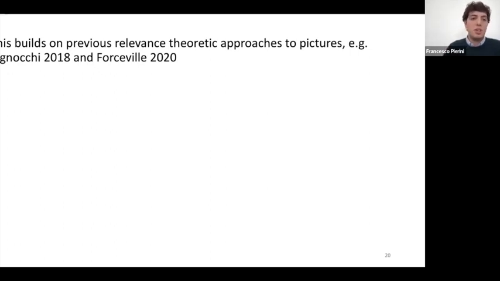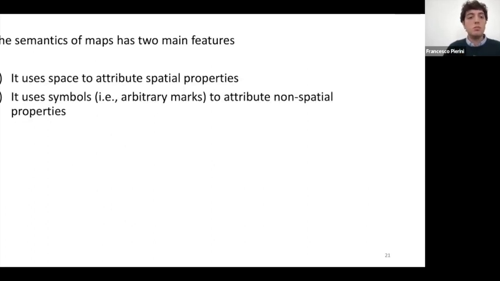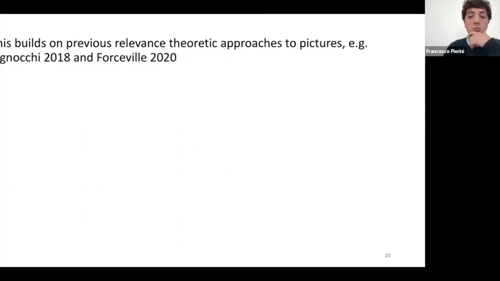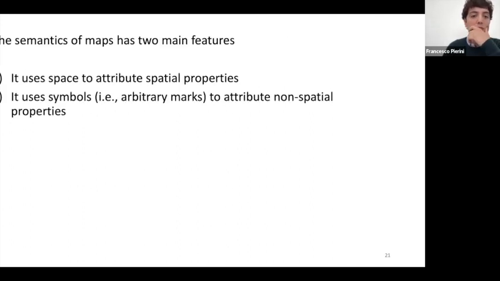I also want to briefly state that this builds on previous relevance theoretic approaches to pictures like Pignocchi or Forceville, who haven't precisely looked at maps. But yes, pictures are very similar. So yeah, very briefly, to have a very sketchy semantics of maps.